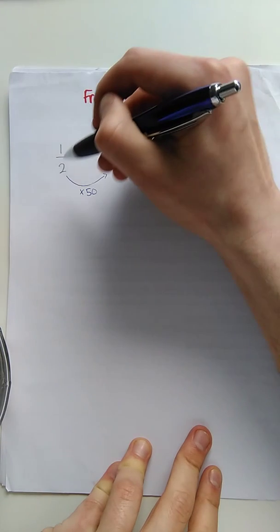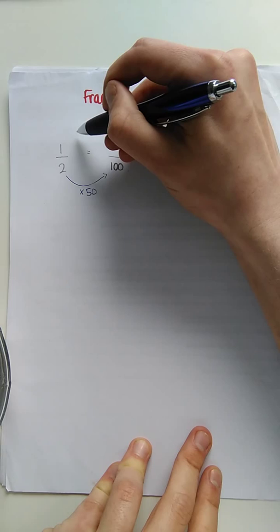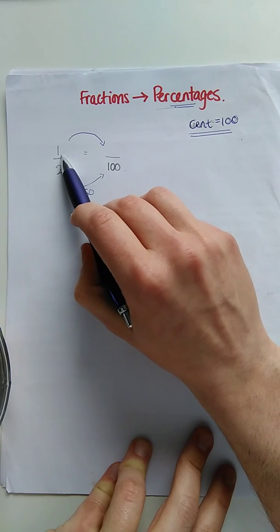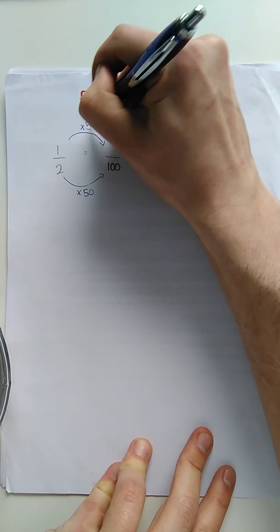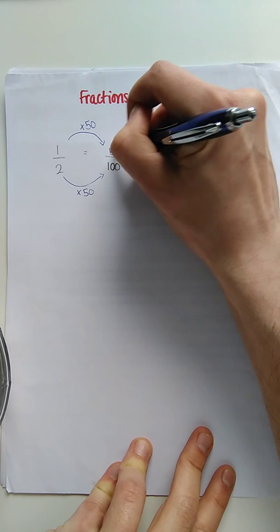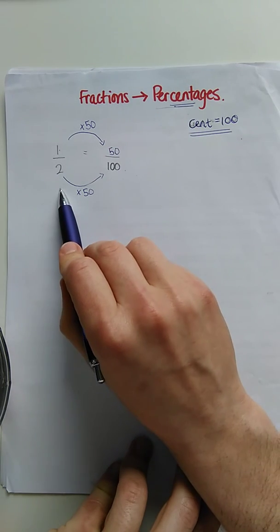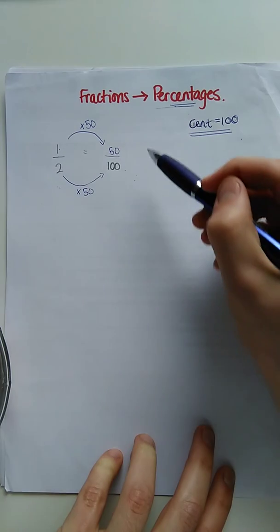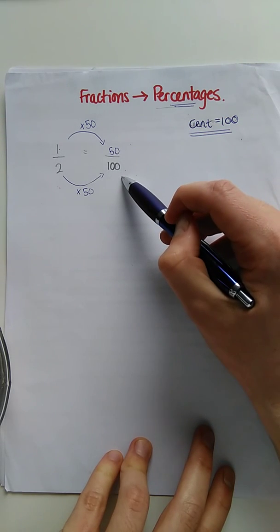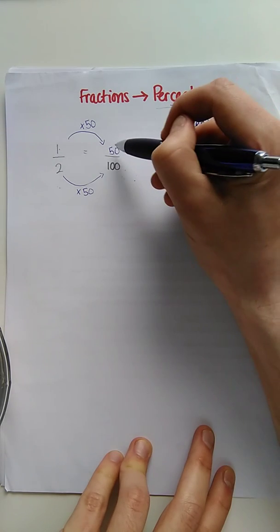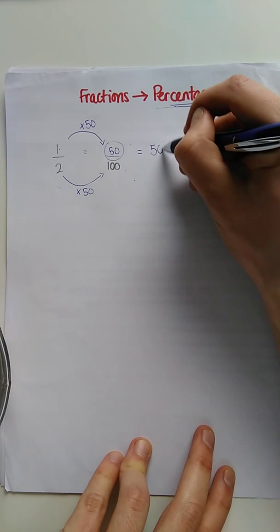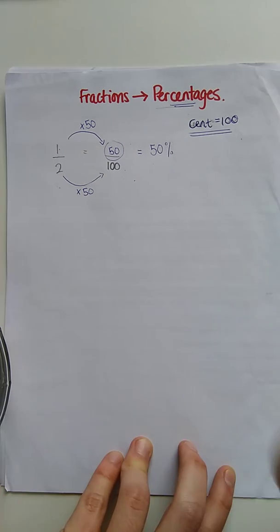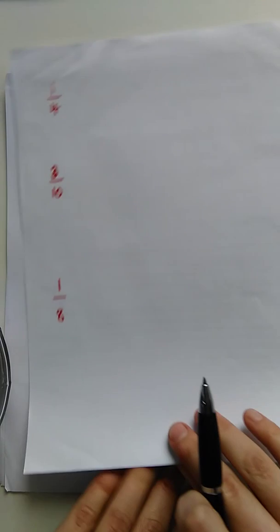When I'm working with fractions, whatever I do to the denominator, I have to do to the numerator. So if I multiply the bottom number by 50, I have to multiply the top number by 50. So 1 times 50 is 50. So 1 over 2 is equivalent to 50 over 100. And now that I have my fraction with a denominator over 100, I can write this as 50%. 50 per 100, 50%. So let's have a look at some more examples.